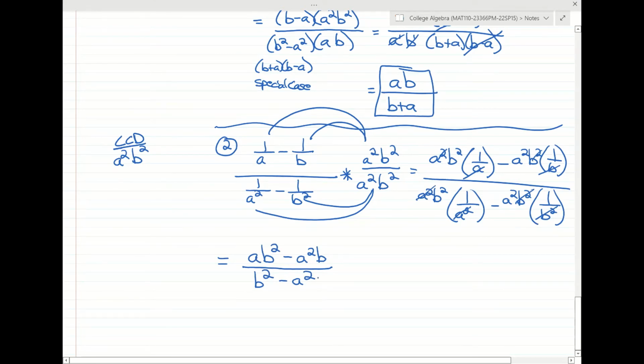So we're almost done. We just always want to check to see if anything factors, if we can cancel anything out. So does anyone see something we could take out of the top? Any kind of greatest common factor there? Yeah, we can take out an ab from the top, and we're left with b minus a. The bottom, we talked about factoring. That's a special case. This would just be b minus a times b plus a. This cancels with this. We wind up with exactly the same answer we got before.